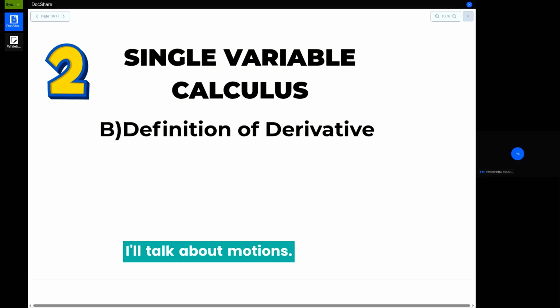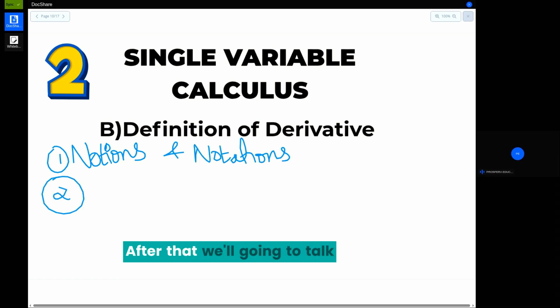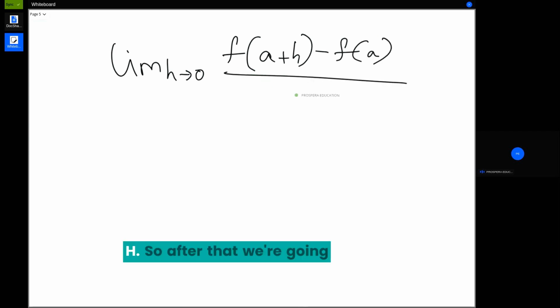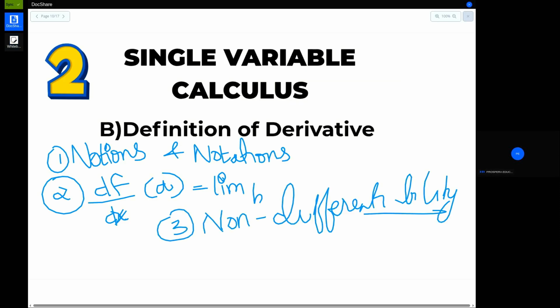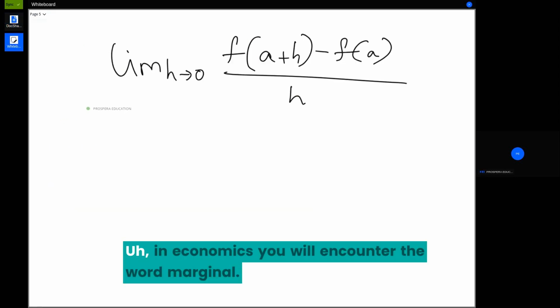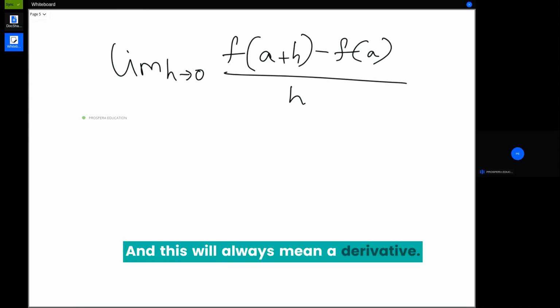We'll talk about this, and then derivatives. I'll talk about notions and notations of derivative. After that, we're going to talk about some basic definitions of derivatives. After that, we're going to talk about non-differentiability, and then some economic applications. In economics, you will encounter the word marginal, and this will always mean a derivative. So we're going to discuss that.